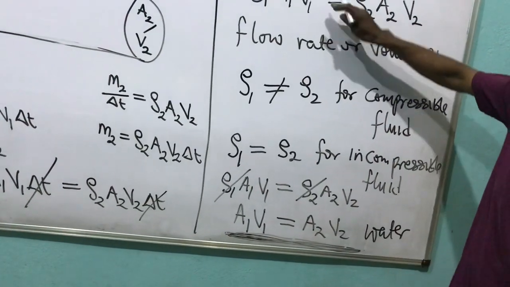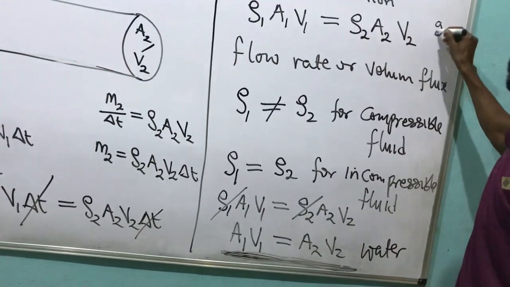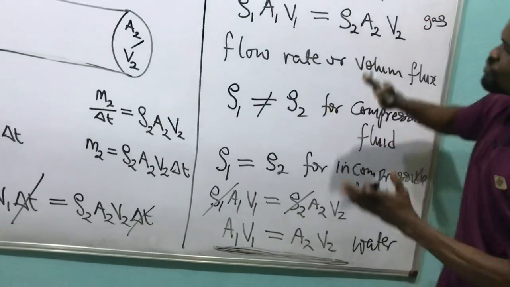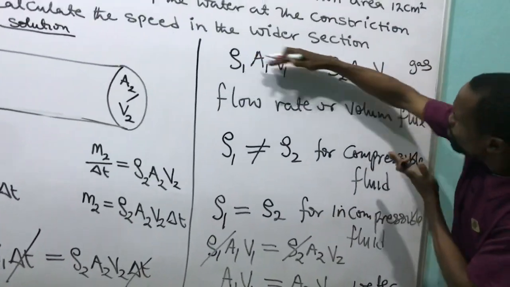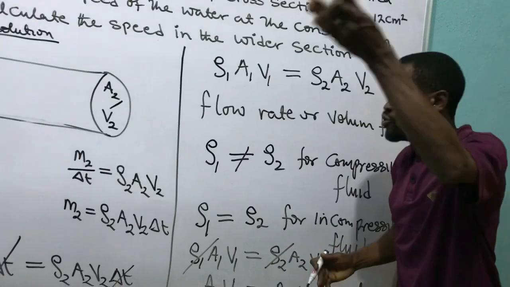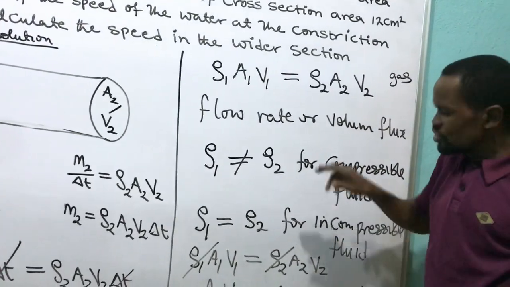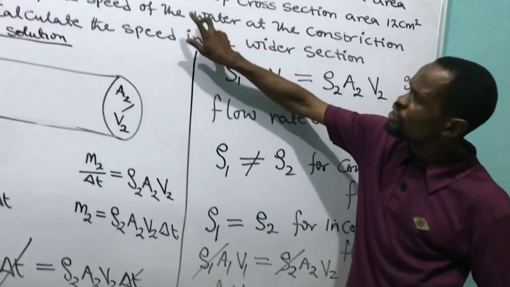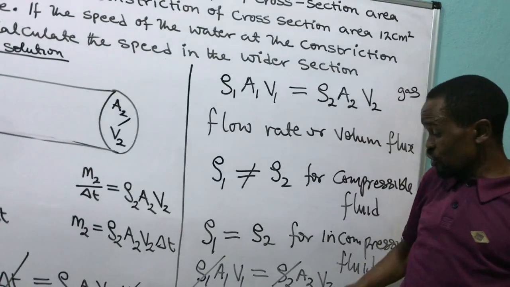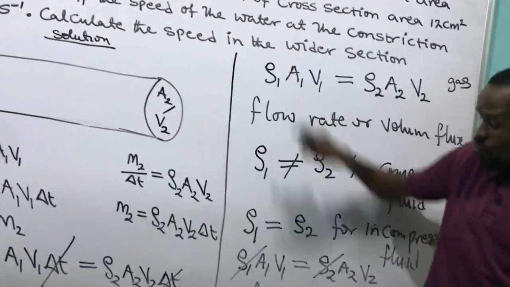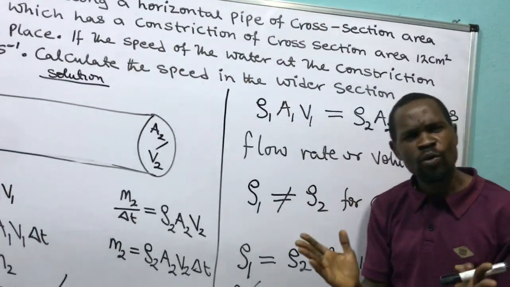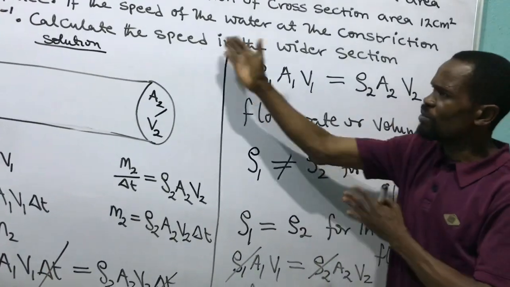Then when we talk about gas, this is what we use for gas. So you have seen what we call flow rate. This formula is called flow rates. Are you getting what I'm saying? This is the formula we're going to use to solve this equation now. We're going to use this formula to solve this question. So when I apply this formula, you will not be confused.